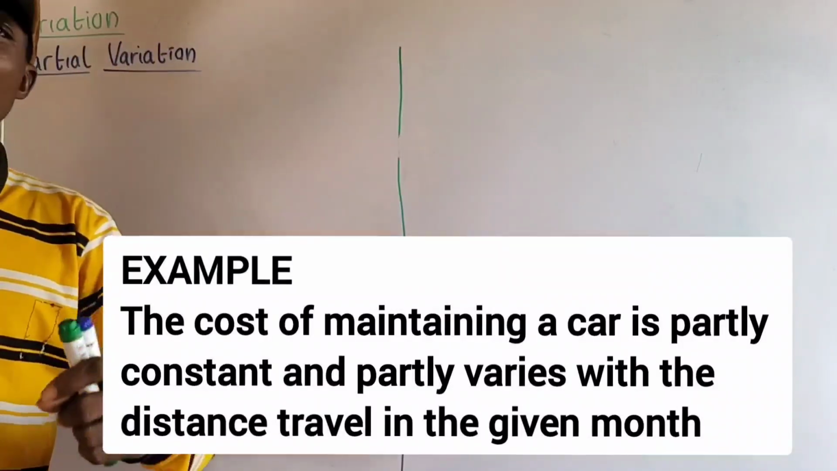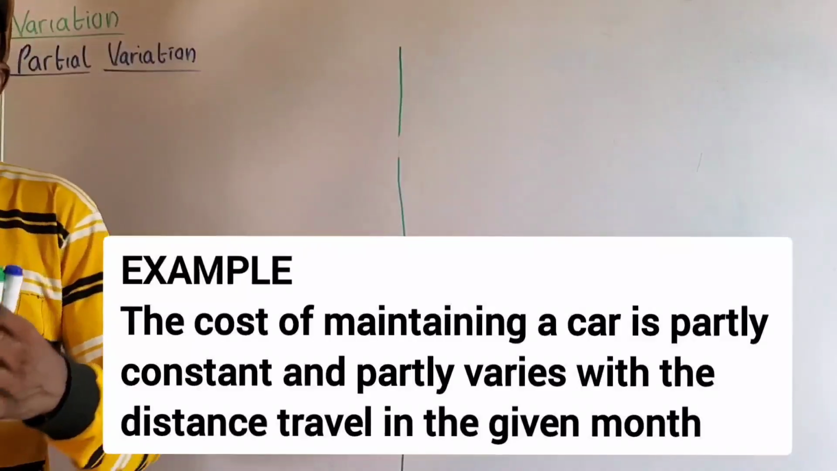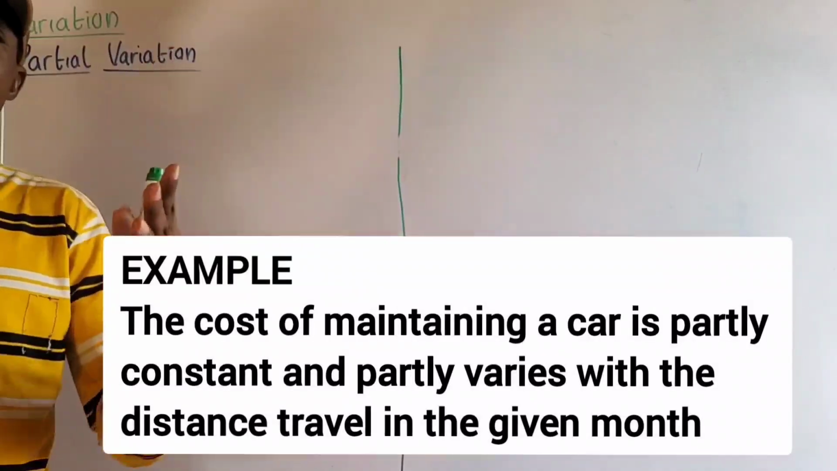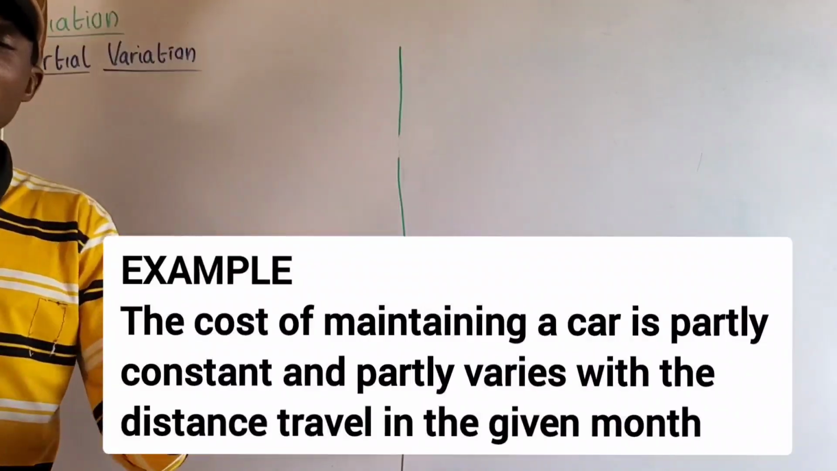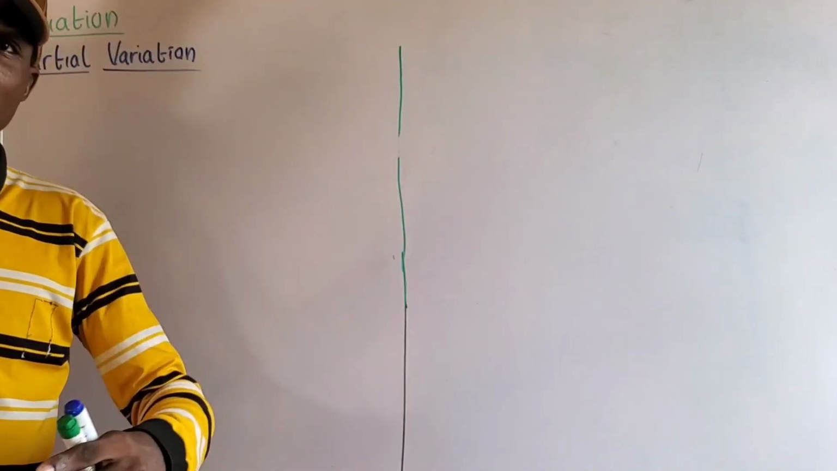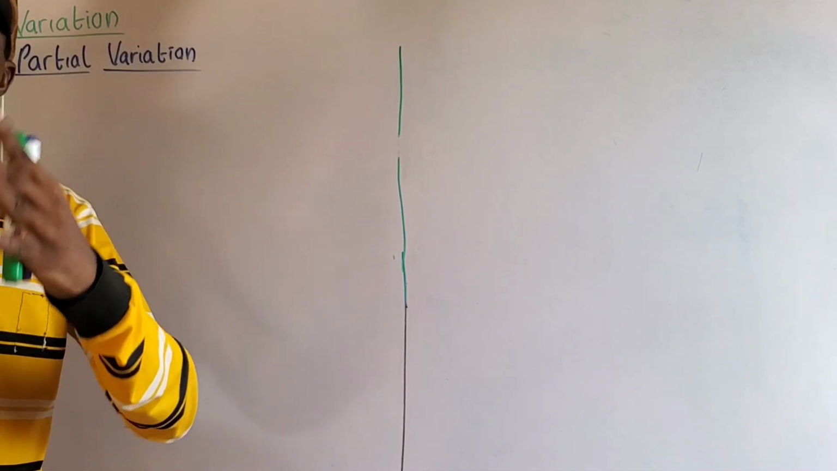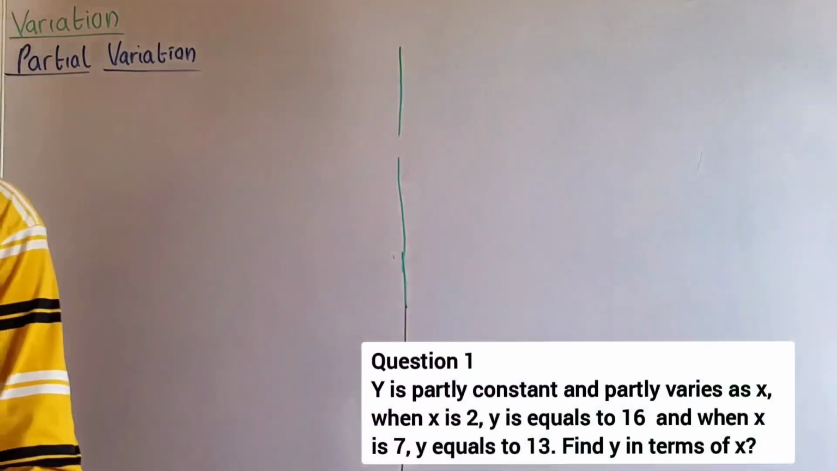So when we're talking about partial variation, we are talking about a single variable. Part of it is constant, and part of it varies with another variable. You get what I'm trying to say? So that is exactly what we mean by partial variation. Okay, so let's look at some worked examples.